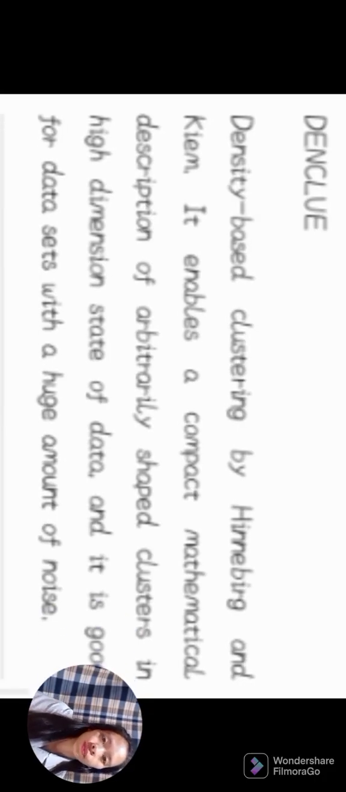Then DENCLUE. Density-based clustering by Hinneburg and Keim enables a compact mathematical description of arbitrarily shaped clusters in high-dimensional data, and it is good for datasets with a huge amount of noise.